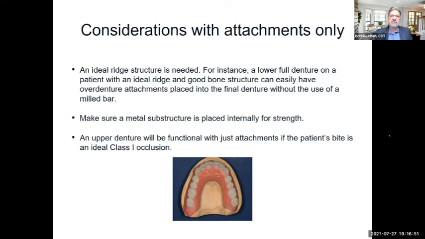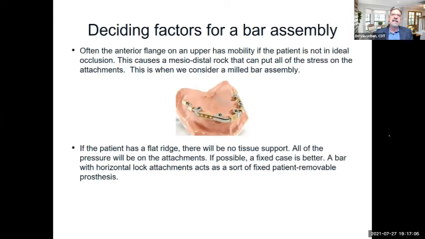And an upper denture will be functional with just attachments if the patient's bite is an ideal class 1 occlusion. We start getting into different types of occlusion schemes like class 2, class 3, it could be pretty tricky with just attachments. So deciding factors for bar assembly: often the anterior ridge on an upper has mobility if the patient is not an ideal occlusion. And this causes a mesiodistal rock that can put all the stress on the attachments. And then this is when we consider a milled bar assembly. So if the patient has a flat ridge, there'll be no tissue support and all of the pressure will be on the attachment. So if possible, a fixed case is better. A bar with horizontal lock attachments acts as sort of a fixed patient removable prosthesis.